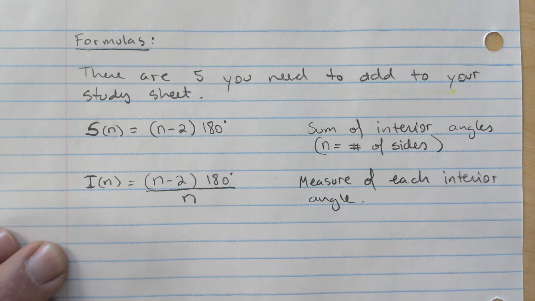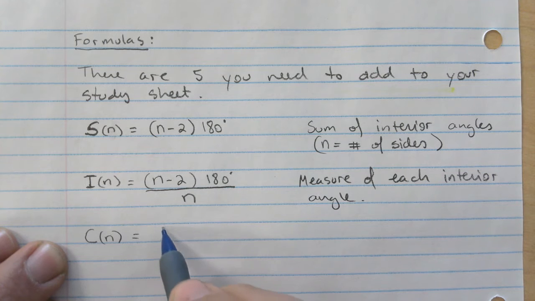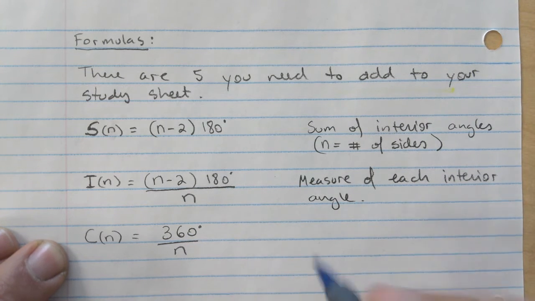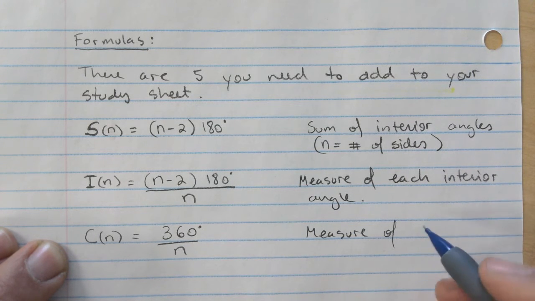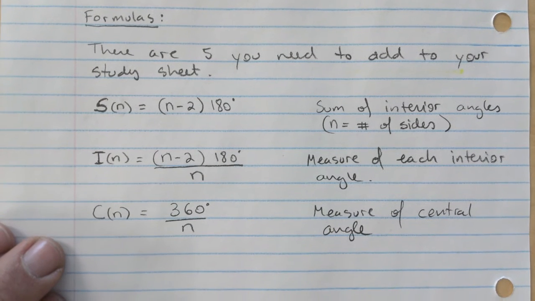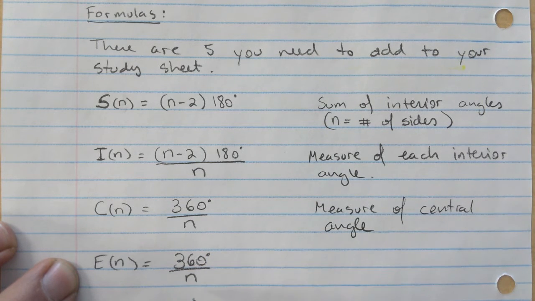And then we have the central, which is 360 divided by N. I'll give you a diagram where I show you the measure of the central angle. I'll label them in a bit, okay? Exterior angle is the same formula, right? 360 divided by N.